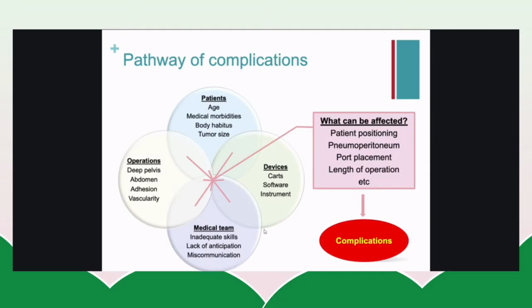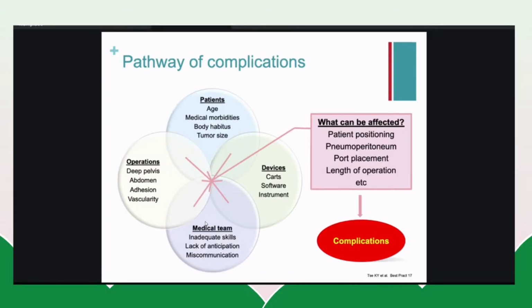So in terms of complications, there are different risk factors that may lead to complications, just like pathways. We may have a risk factor arising from the patients, either due to age, medical morbidities, body size, or tumor size. It can also be due to the operations itself because, for example, when we go to the deep pelvis, there may be lots of small vessels that may easily cause bleeding. And then, of course, the risk factors may also be related to the device itself. It can be arising from the patient cart or the surgeon console.